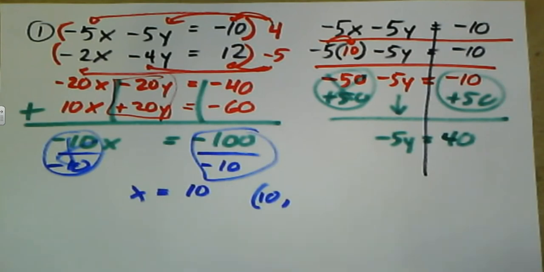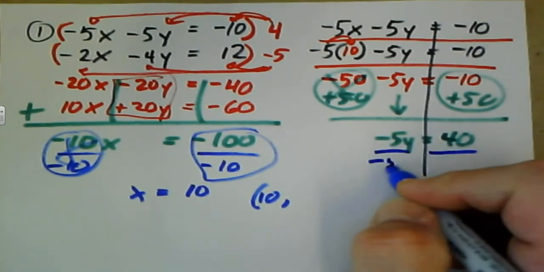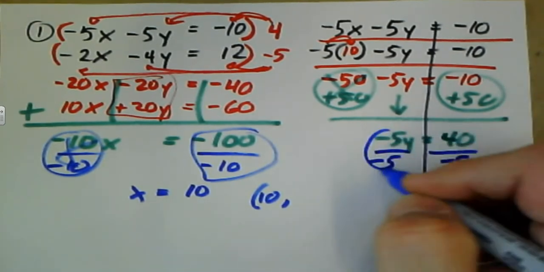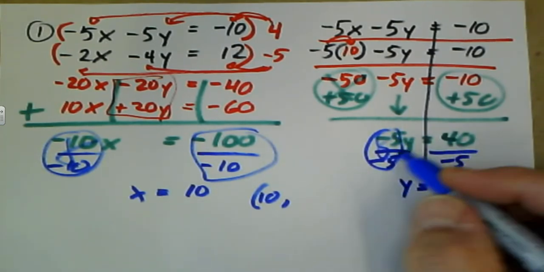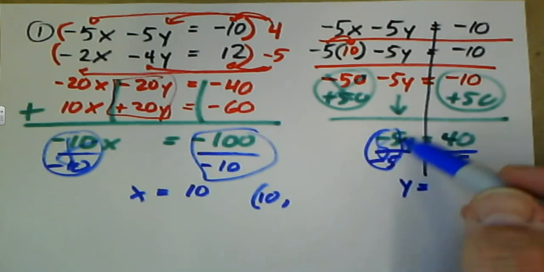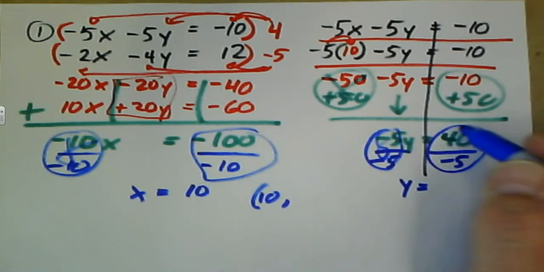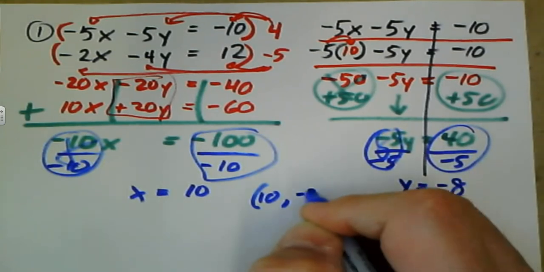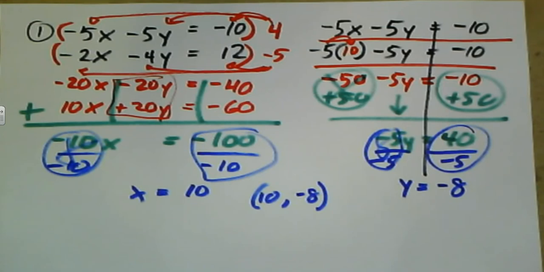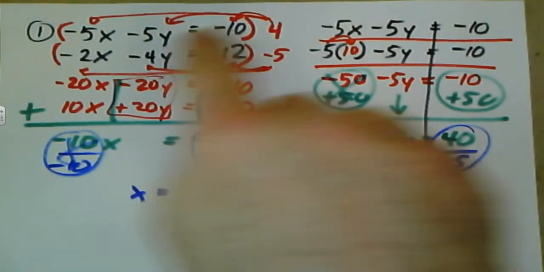And our final step, divide by that number in front of the y, which is being multiplied. We divide it. We're left with just y because opposite operations are gone, or they become 1, and 1 times y is y. And 40 divided by -5 is -8. So 10, -8. That's the first one, the simple one that we're doing.